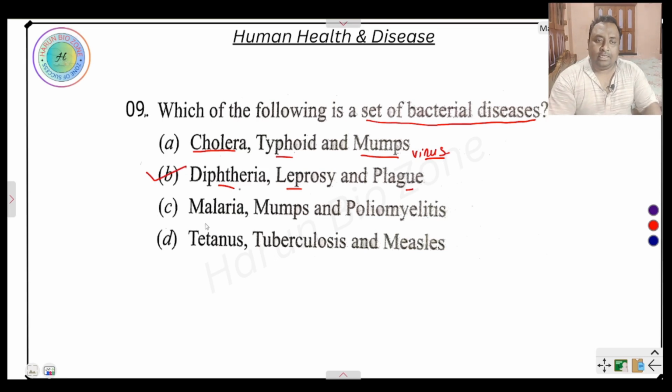Malaria is a protozoan disease. Mumps is a viral disease. Poliomyelitis is a viral disease, poliovirus. Tetanus is a bacterial disease. Tuberculosis is caused by Mycobacterium tuberculosis bacteria, but measles is a viral disease. So the correct option is B. All the diseases are caused by the pathogen bacteria.